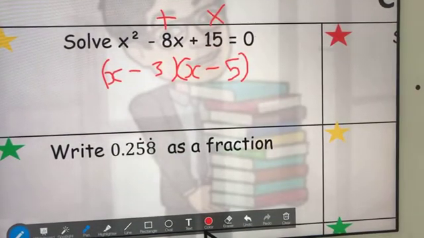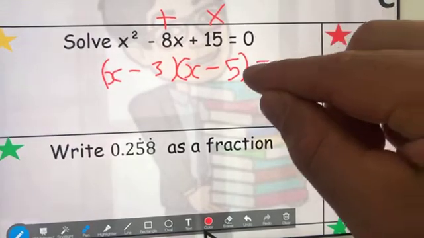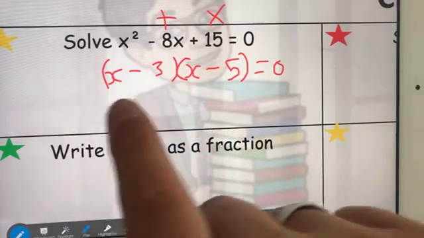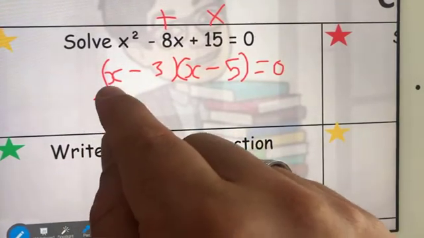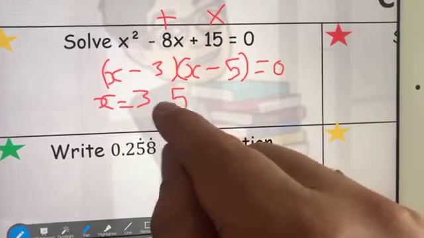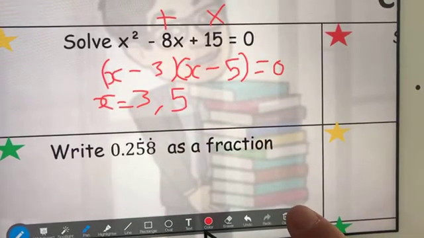In order to solve, one of those brackets has to equal 0 if they're going to times together to make 0. The left-hand one could be 0, which would mean x would have to be positive 3. Or the right-hand one could be 0, which means x would have to be positive 5. That's the first one done. 2 points.